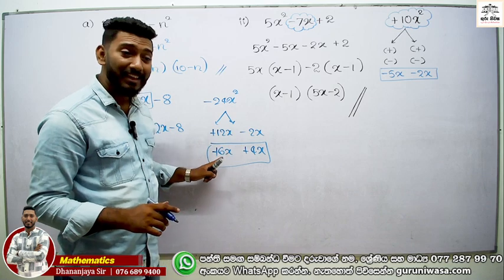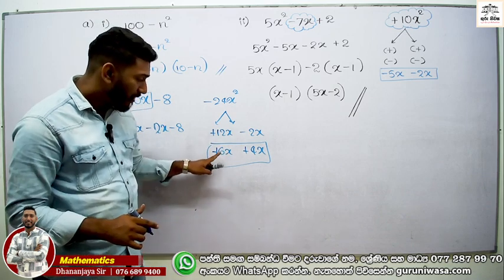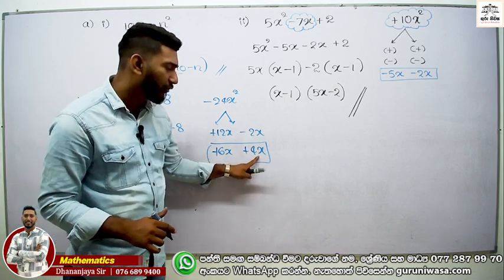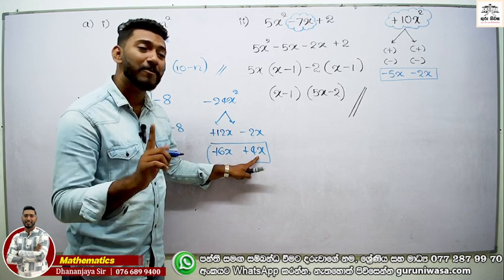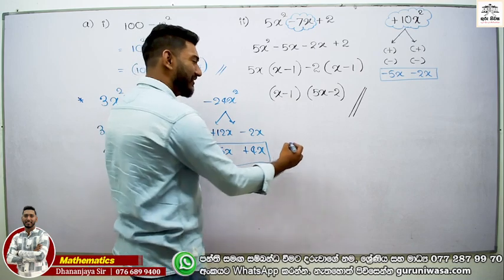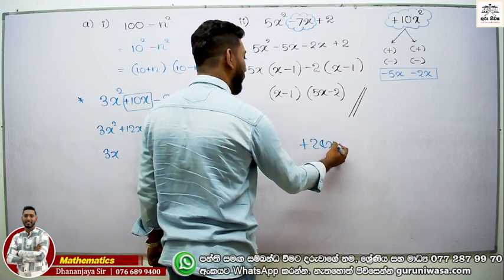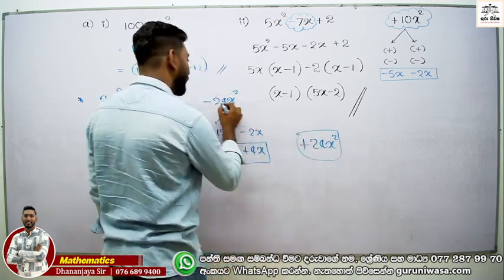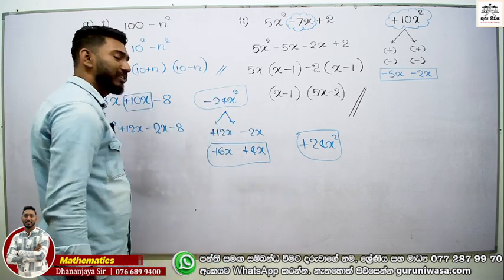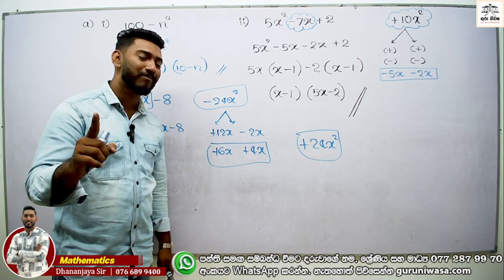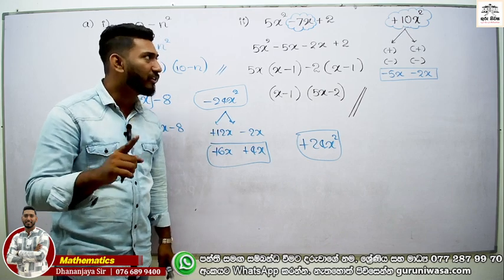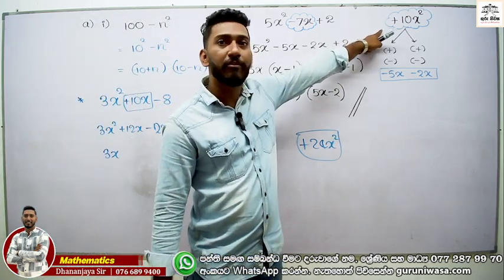Because why? Because now tell me the answer. Plus 6x into plus 4x. What is the answer? What is the answer? Plus 20. It's plus 24x squared. It's not minus 24x squared. Now understood? Yes, sir. Yeah, that's why I told you the sign is a very important thing.